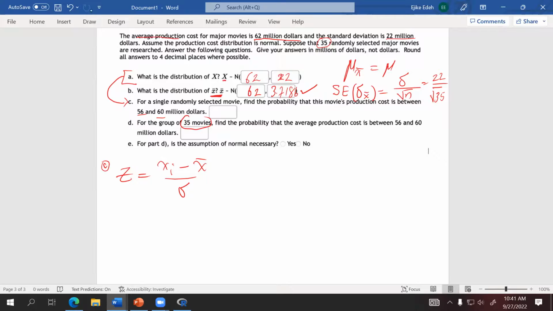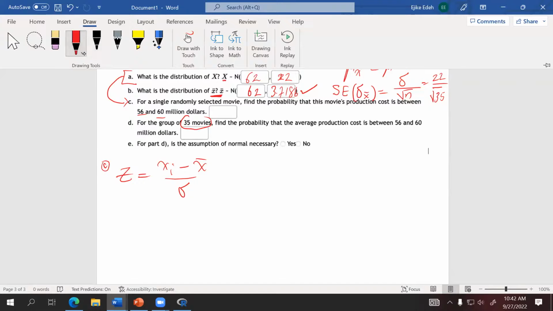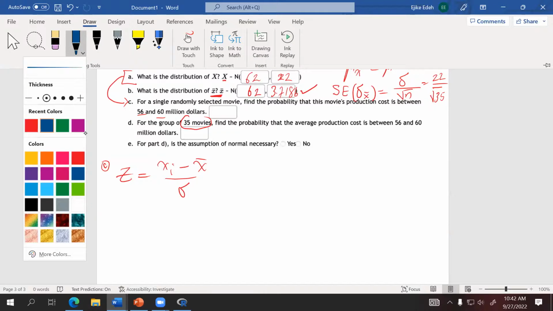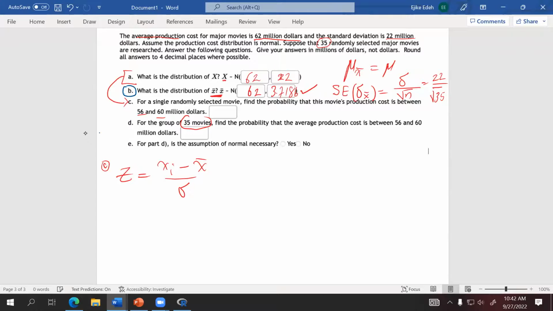So this is dealing with, let me use a different color, this is concerned with this distribution. So this question is related to this distribution. So here, your Z value that you're going to use for question D will be X bar minus the mean. But in place of the standard deviation, you're going to use this formula. So at the denominator, instead of just using standard deviation, you're going to use standard deviation divided by square root of n.